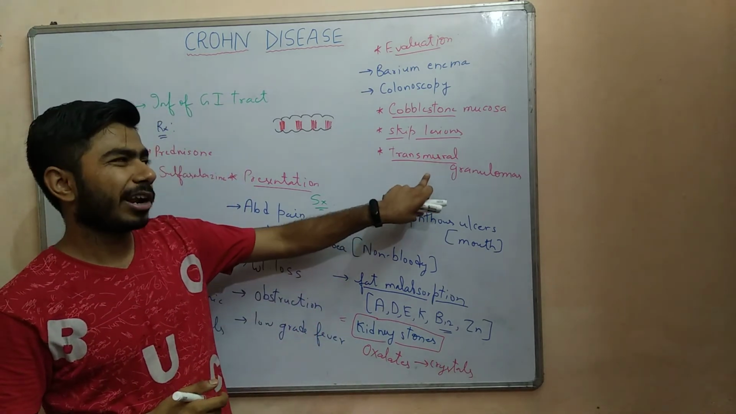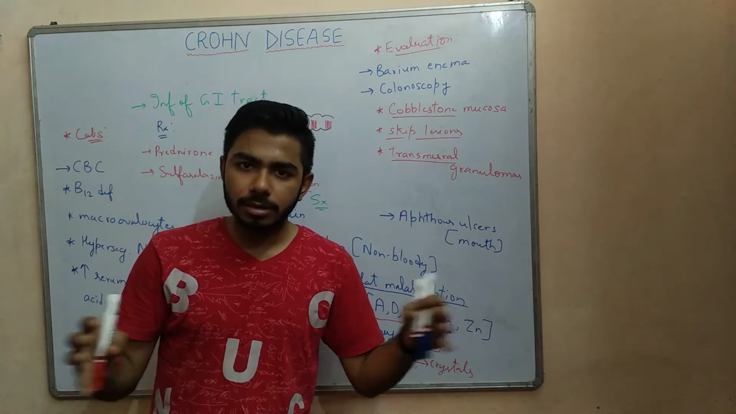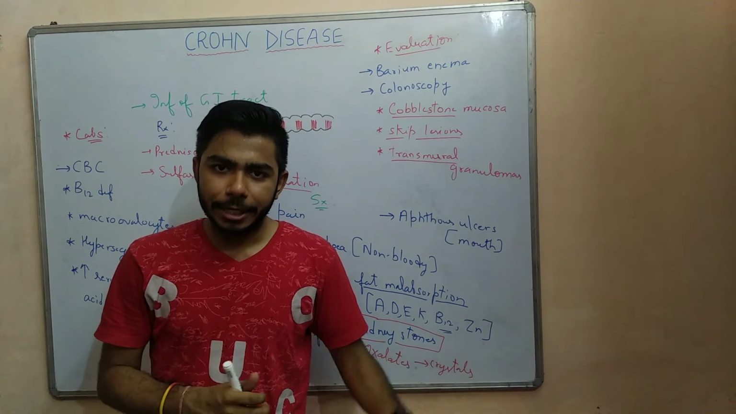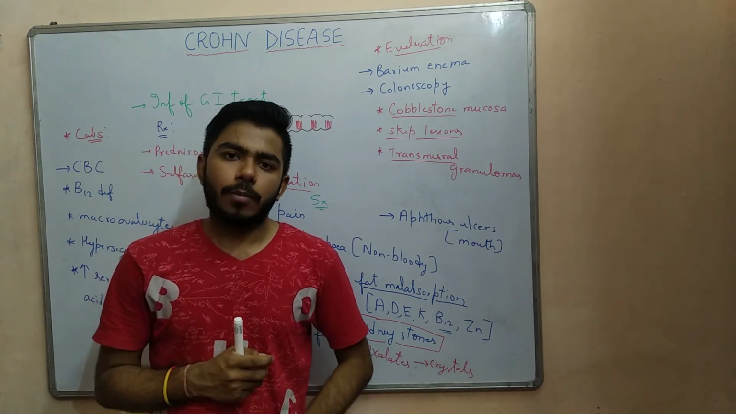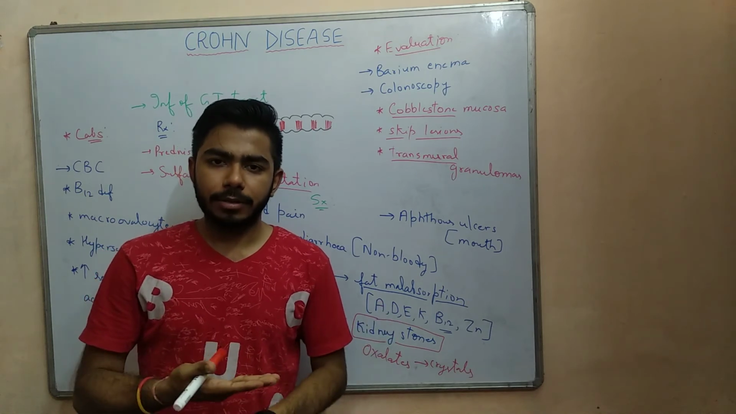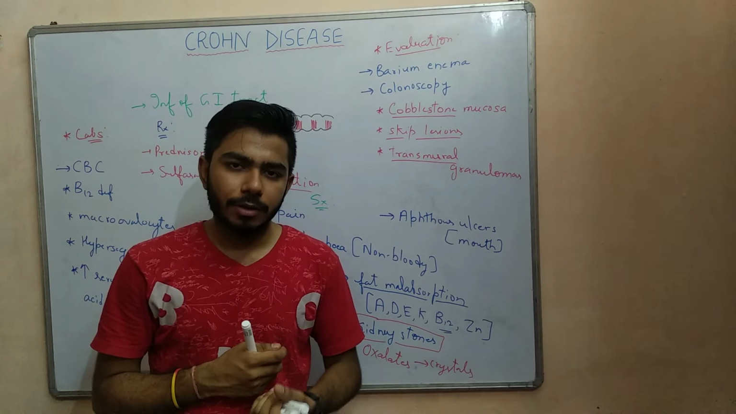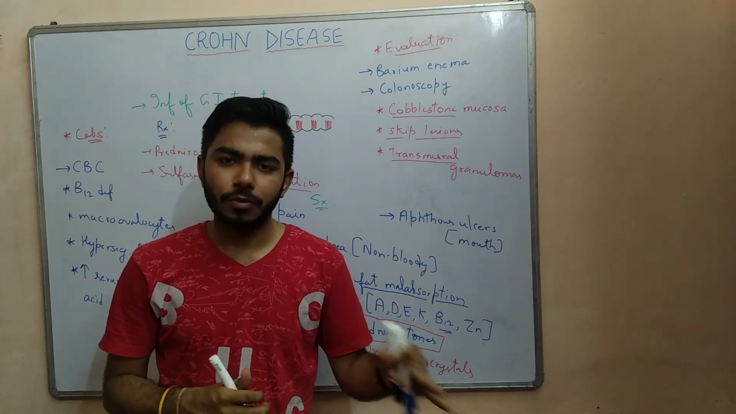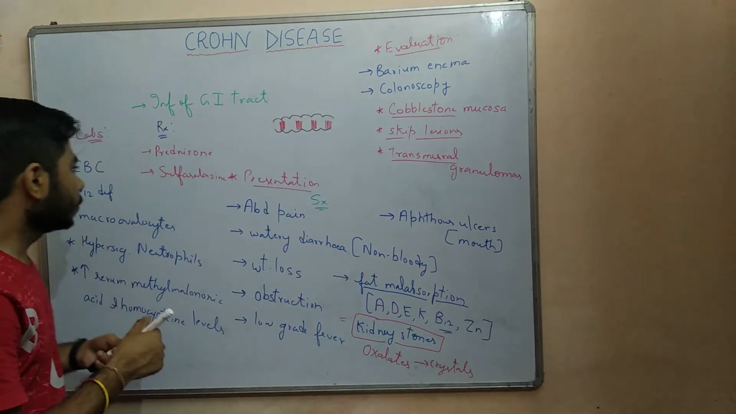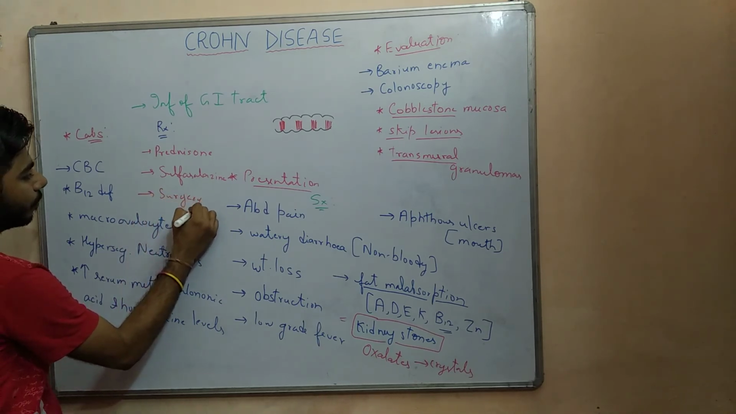And lastly, those patients who have transmural granulomas and who have extending lesions in the GIT have to go for surgery. They have to undergo a surgical process in which some portions of the GI tract are removed, wherever there are transmural granulomas, for example. So lastly, these patients have the option of surgery.